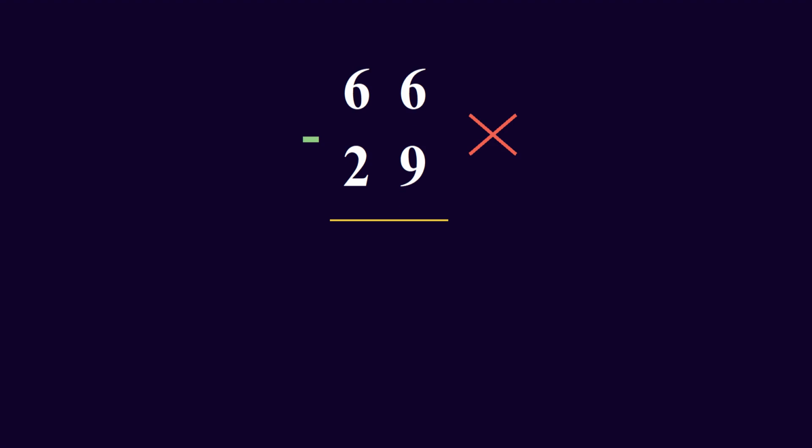6 minus 9. But I can't do it because 6 is smaller than 9. So we must borrow. You go to the 6 in the tens place and borrow 1 from it. So the 6 becomes 16 and 6 becomes 5. Now we have 16 minus 9, which equals 7.